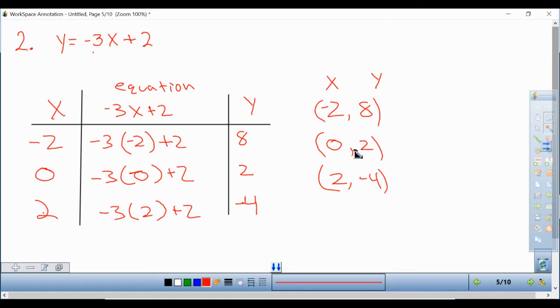I do want to backtrack just a second. You will have all sorts of numbers here in front of X. This one is a negative, so be prepared to see a lot of negatives. And you might have fractions, you might have decimals, things like that.